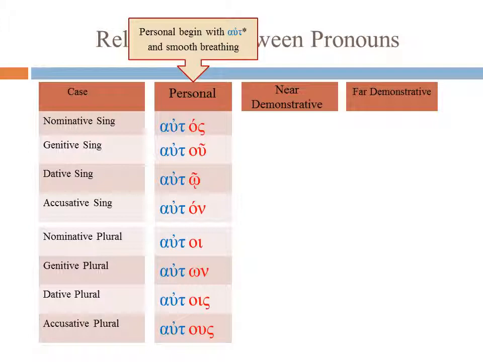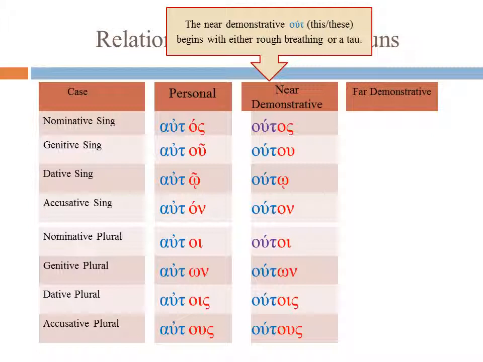Now, the near demonstrative is hout, H-O-U-T, and it must begin either with rough breathing or a tau. But you'll notice all the endings are identical to the personal. So the only difference is what the beginning is. So it must begin with either rough breathing and an accent, and that is going to be in the nominative singular and plural. And everything else is a tau. Okay? This is just like your definite article.